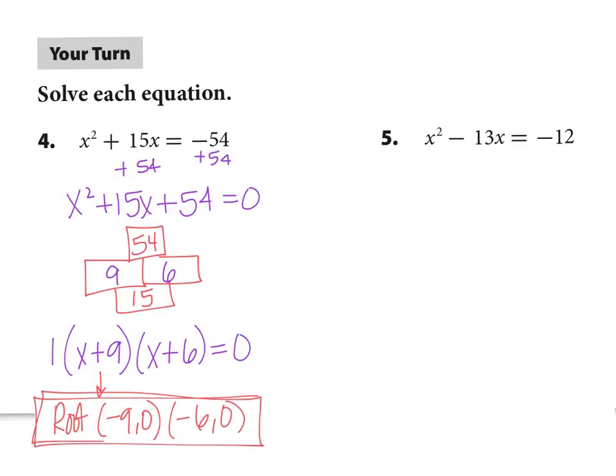All right, hopefully seeing those last 3 examples back to back, you see the pattern and start to notice some things that are happening every time.